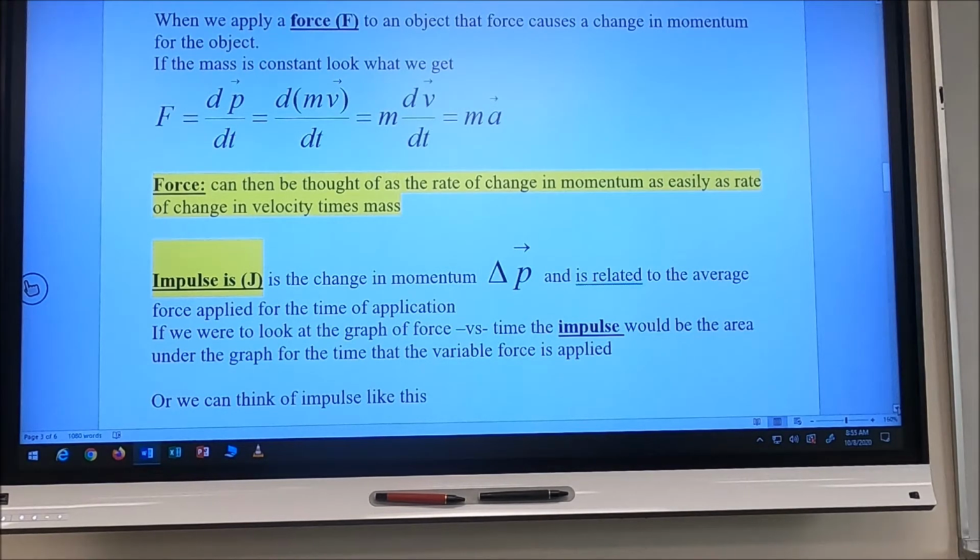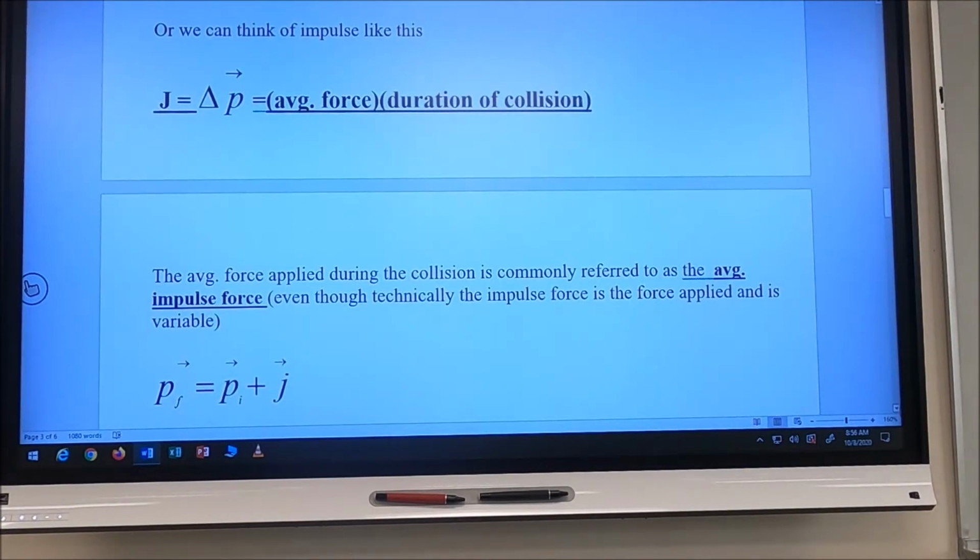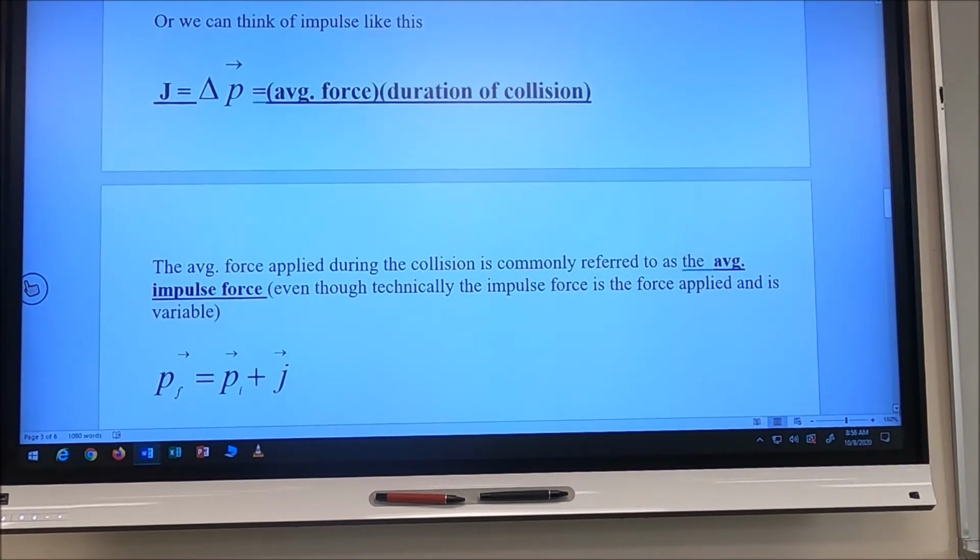Now, an impulse, J, is change in momentum. And it's related to the average force applied for the time of application. If we were to look at a graph of force versus time, the impulse, J, would be the area under the graph for the time of the variable force application. So we can say that J, the impulse, change in momentum, is the average force times the duration of the collision, or it's the area under the curve. The average force applied, then, is commonly referred to as the average impulse force. And we can say that momentum final is going to equal momentum initial plus the impulse.